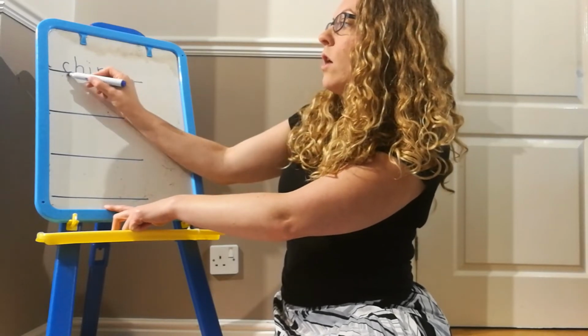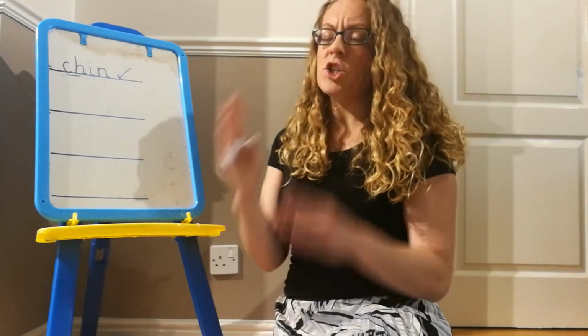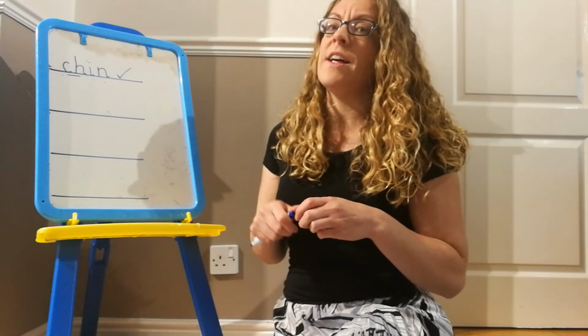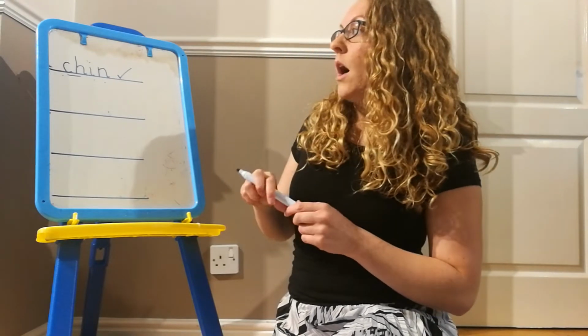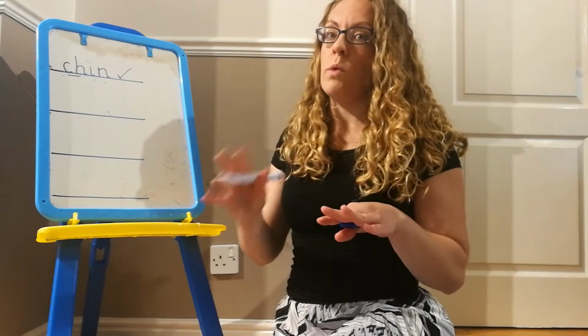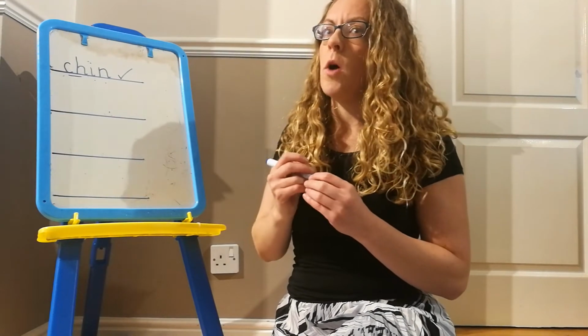So if you've got ch, i, give yourself 1 tick. If you managed to do it without your robot arms, well done. That's really quite tricky, and it means you're becoming a bit more of a fluent writer. But if we need those robot arms, don't worry, okay? As we move on into year 1, sometimes we still use our robot arms as well.